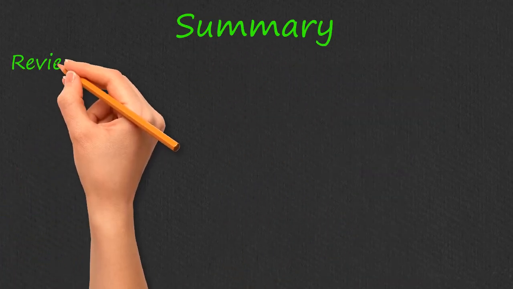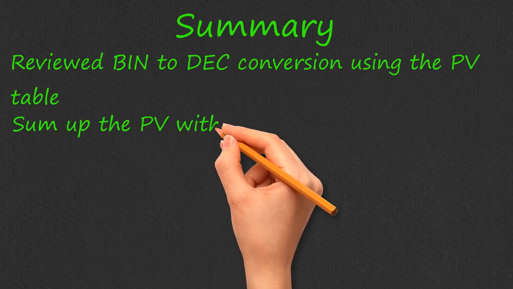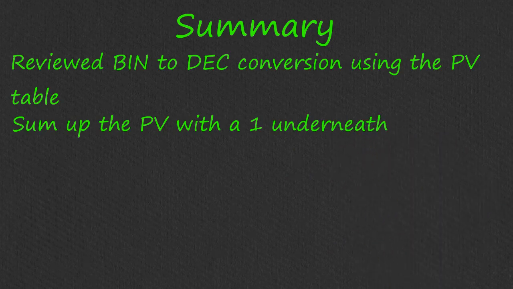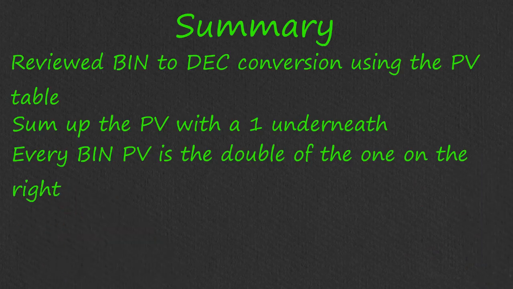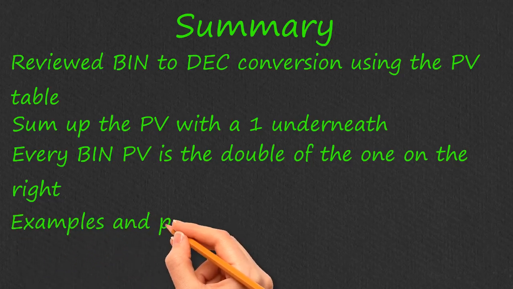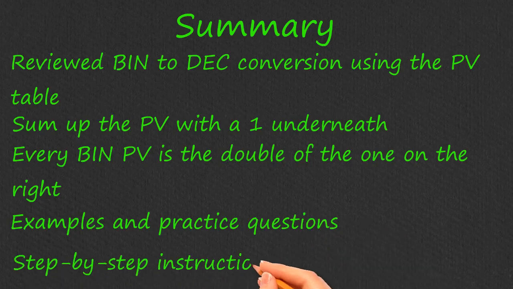First, we reviewed the binary to decimal conversion using the place value table. Then, we established that we can just pick out the place values with a 1 under them and add them together to find the decimal value of the binary number. Then we remembered that in the binary place values, every place value is the double of the one to the right of it. Or, if we start with the rightmost digit and use the smallest place value 1, we can find the rest of the place values by doubling digit by digit until we reach the leftmost digit. You had a chance to apply this method to a few questions, and in the last part of this video, we have written down a step-by-step method for this conversion.